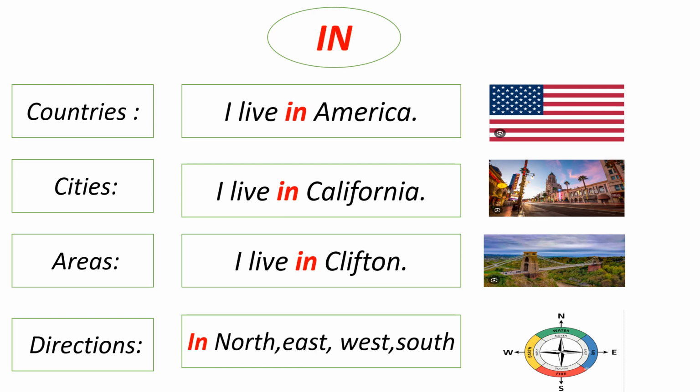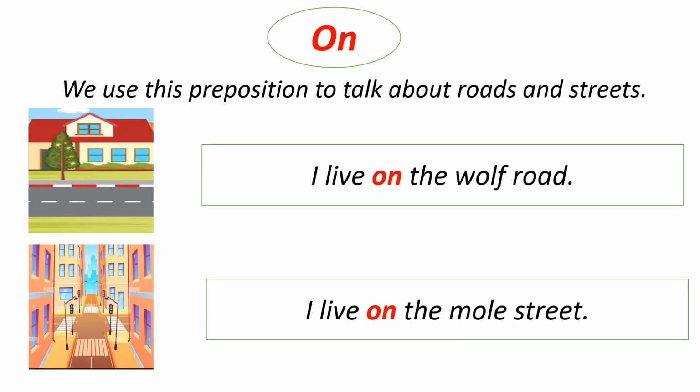We use in also to talk about directions. Directions are north, east, west, and south. So say in the north, in the east, in the west, and in the south also. Don't say on north and don't say at north. Pay attention. We use on to talk about roads and streets.